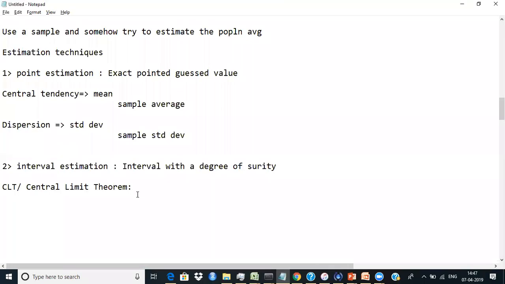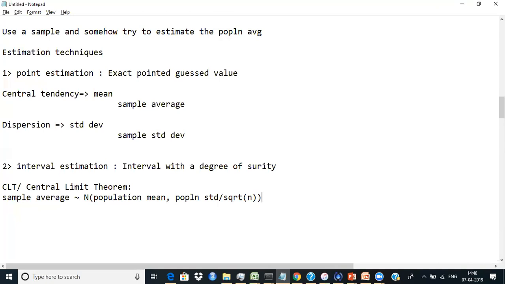Okay, now central limit theorem. What is central limit theorem? Let's first state the theorem and then we'll come to the implication. Central limit theorem states that sample average follows a normal distribution with a mean equal to the population mean and a standard deviation equal to population standard deviation divided by square root of the sample size.